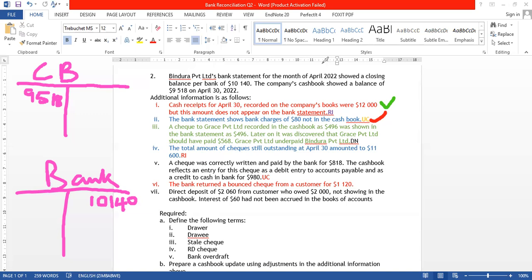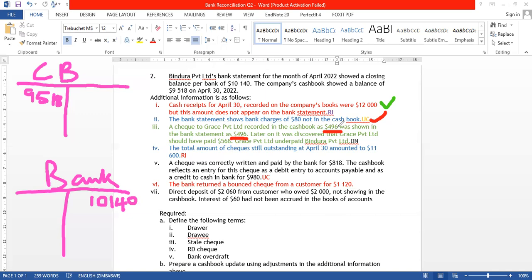There is no difference. This is exactly what is happening here. You see what has happened here? There's a check that was given to Grace. A check to Grace Limited recorded in the cash book as 496 was shown in the bank statement as 496, which means that this check of 496 was deposited exactly as its value by the bank. So what we did in our cash book is exactly what the bank did. So there is no difference. Do you understand that? Yes.